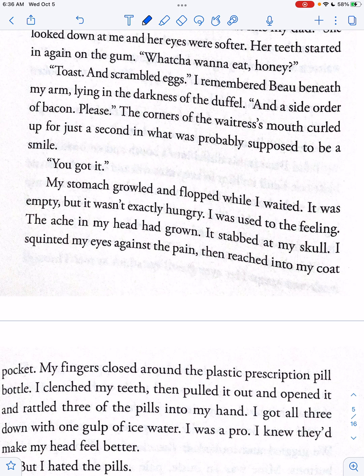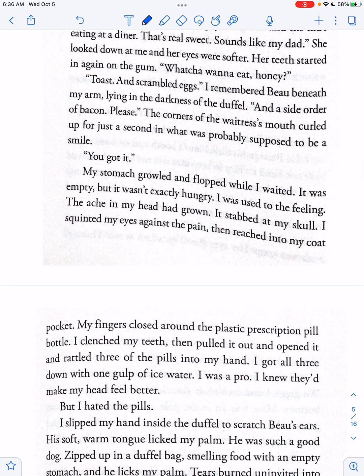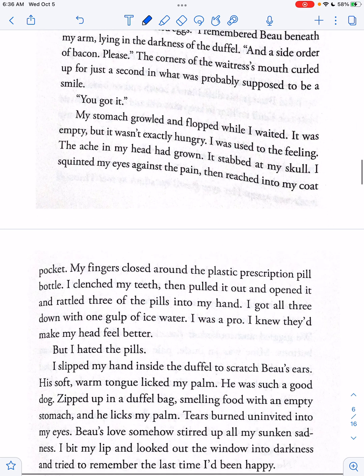It was empty, but it wasn't exactly hungry. I was used to the feeling. The ache in my head had grown. It stabbed at my skull. I squinted my eyes against the pain, then reached into my coat pocket. My fingers closed around the plastic prescription bottle. I clenched my teeth, then pulled it out and opened it and rattled 3 of the pills into my hand. I got all 3 down with one gulp of ice water. I was a pro. I knew they'd make my head feel better, but I hated the pills.